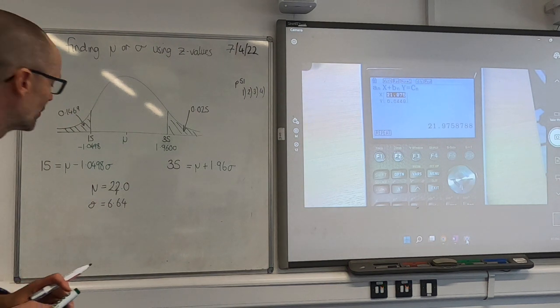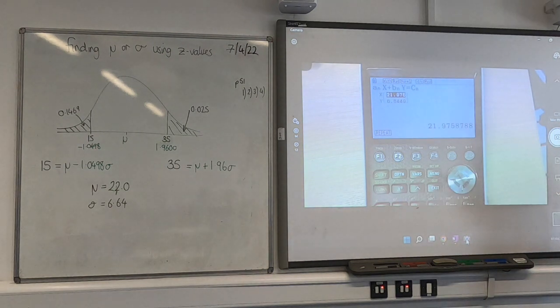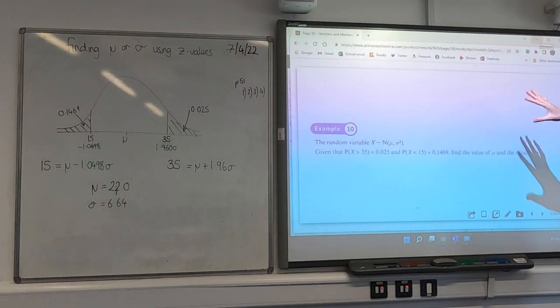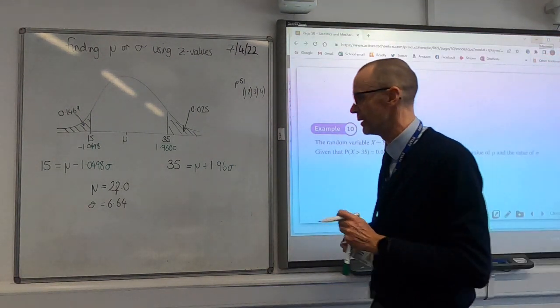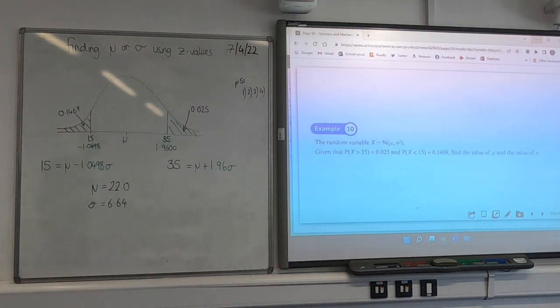And I'm going to round those to 3 significant figures. I just need to be slightly careful because there's no context. So it's not 22 centimetres or, sometimes there are contexts, aren't there? This one there's no context. I'm just going to double check that. I've got that one right.